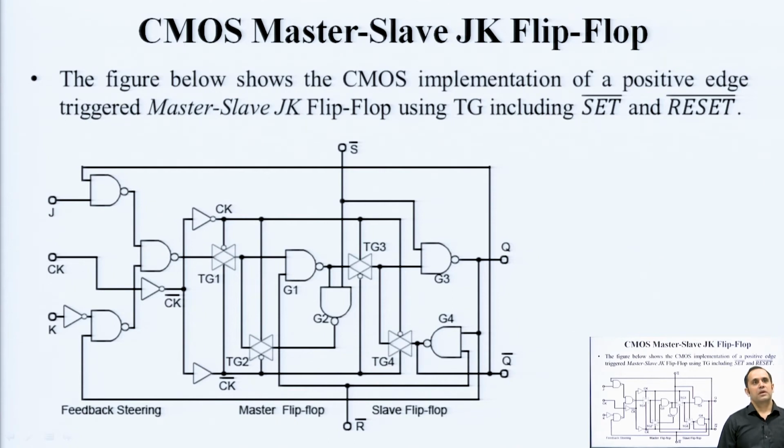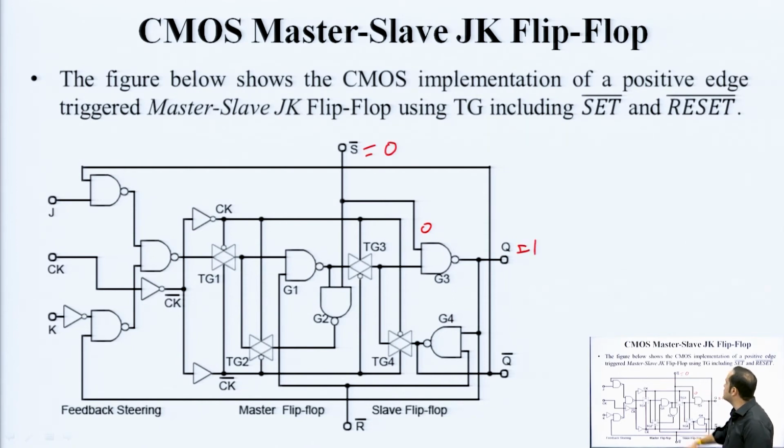In addition to that, we have two more pins. One is known as set bar and the other reset bar. This bar basically means that the set and reset operation is going to be triggered on active low. So, when S bar is equal to 0 here, this gives you a 1 here. When this is 0 here, this gives you a 1 here.